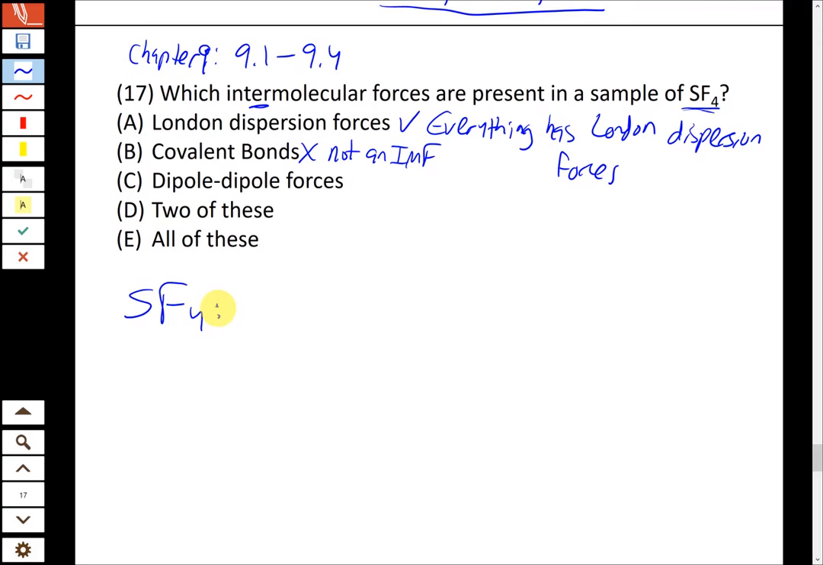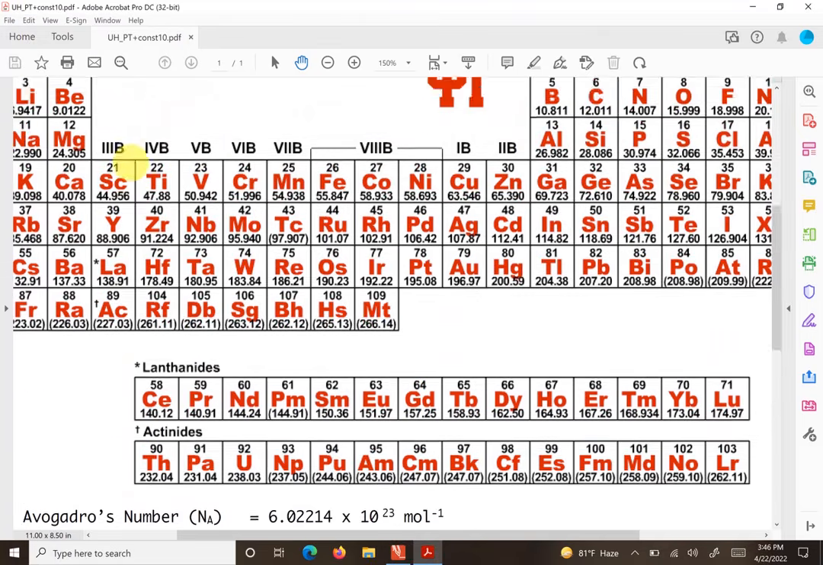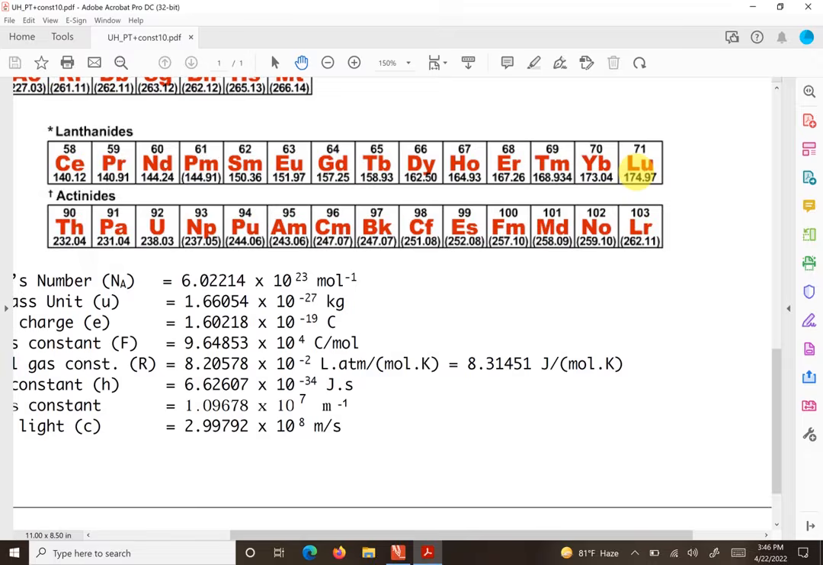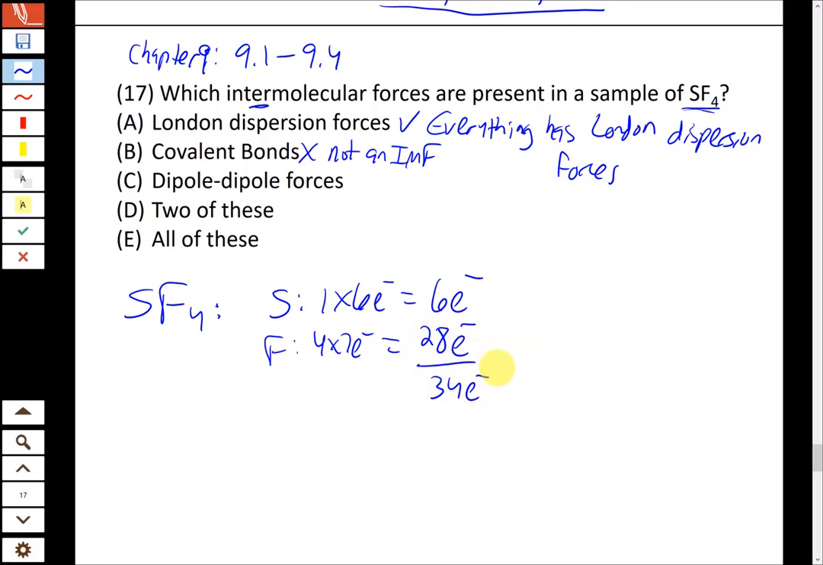So to do that, we have to draw the Lewis structure and figure out the molecular shape and how that relates to polarity. So for SF4, let's count the electrons quickly. Sulfur is group 6, so there's 6 valence electrons. Fluorine is group 7, so there's 7 each for the 4 fluorines. So the total number of electrons for SF4, we have 1 sulfur with 6 valence electrons. We have 4 fluorines with 28 total, 7 each. All right, so this molecule should have 34 valence electrons.